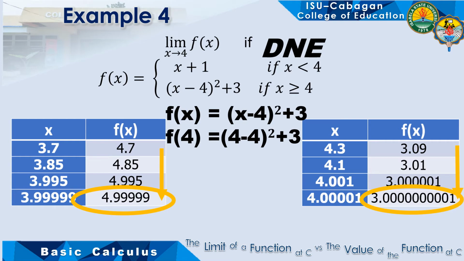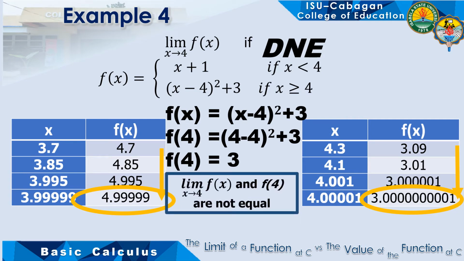So f of 4 is equal to (4 minus 4) squared plus 3. So therefore, f of 4 is equal to 3. So as you notice, the limit of the function f of x as x approaches 4 does not exist while f of 4 is equal to 3. So therefore, the limit of the function f of x as x approaches 4 and f of 4 are not equal.